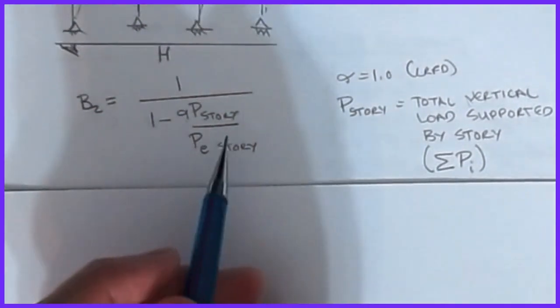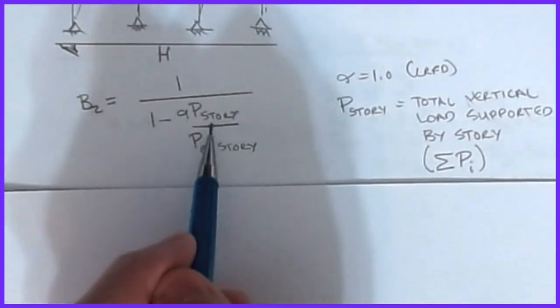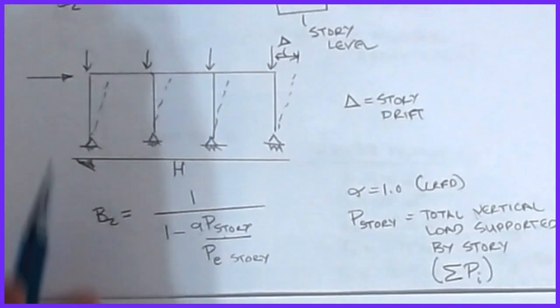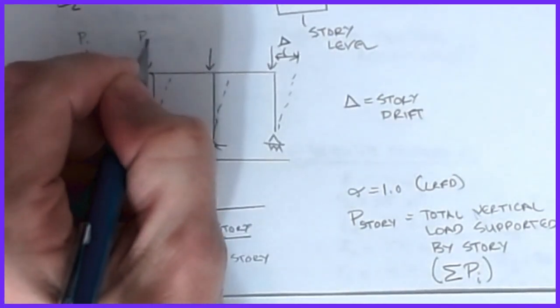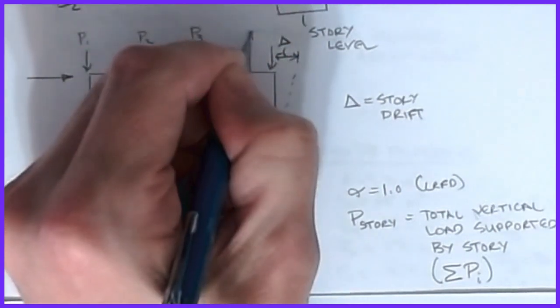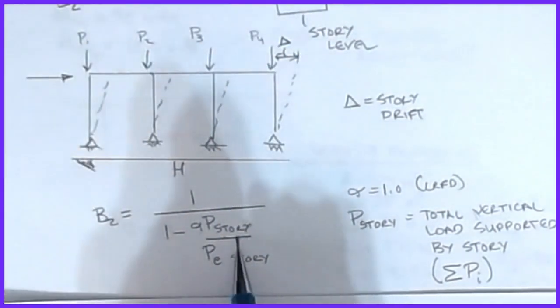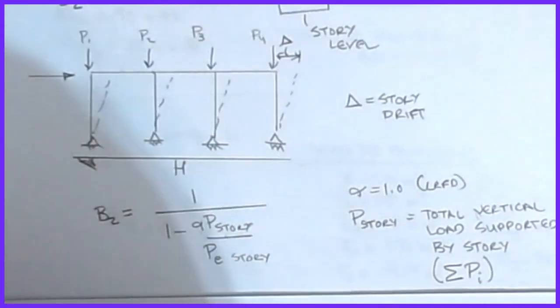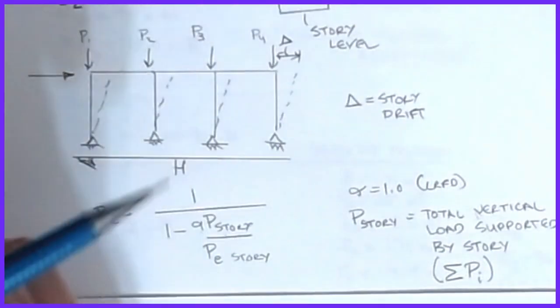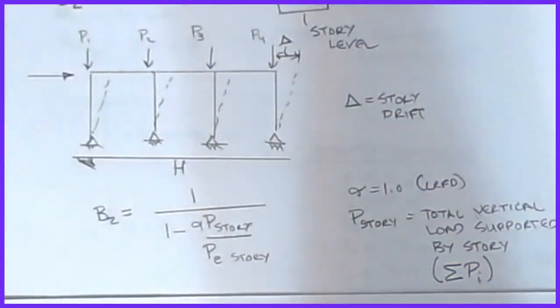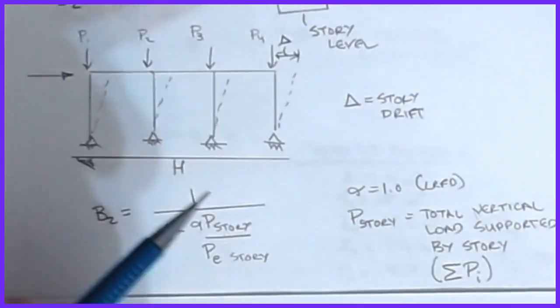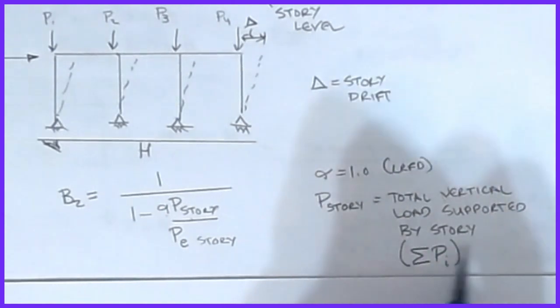What P story is basically, it's how much load is this frame holding. So if this is P1 and this is P2 and this is P3 and that's P4, P story is the sum of all of those guys. Depending on what floor elevation you're looking at, if this is a multi-story building, these numbers change as you move down the building. So it's the total vertical load supported by the story.